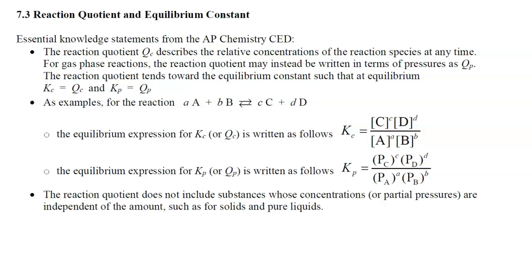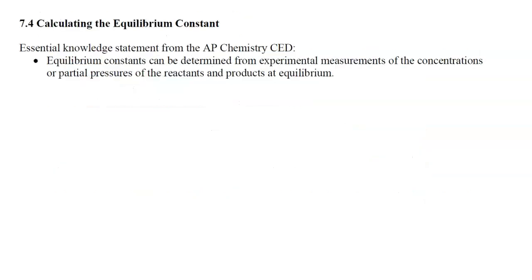And as you can see on the slide, there are two different ways to write the equilibrium constant expression. You can use hard brackets, which indicate concentration, that's called Kc. You can also use the capital P for partial pressure of each substance, and that's called Kp. And the coefficients in the balanced chemical equation are used as exponents in these expressions. This question also relates to topic 7.4, calculating the equilibrium constant.